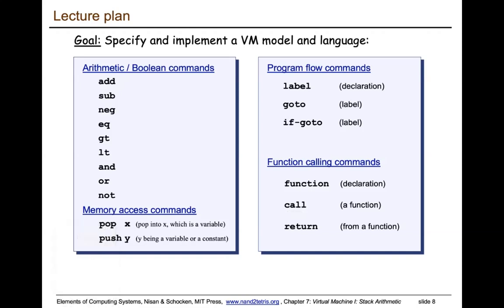In this lecture, we will do the arithmetic and boolean commands, together with push and pop. Pop means pop the value from the stack to the memory, and push, being a variable or a constant, means you push values from the memory to the stack. So this is the memory access commands. You will see we use pop and push. Everyone finished data structure, right?